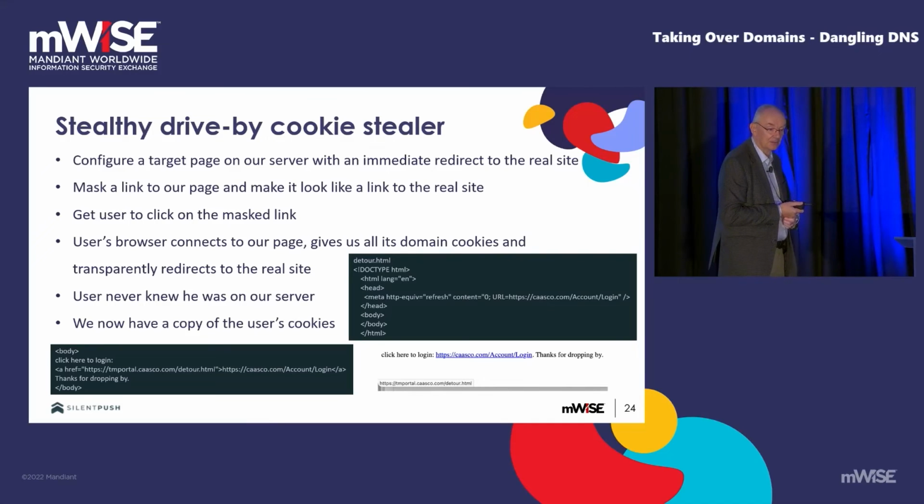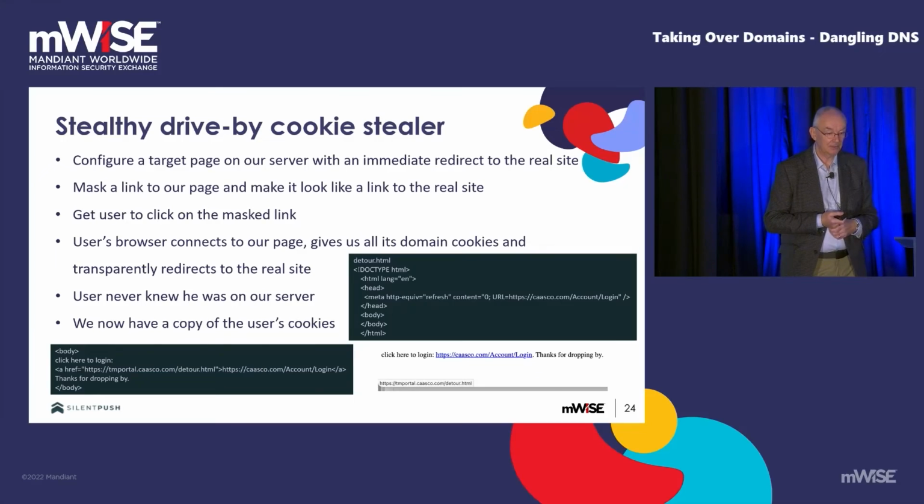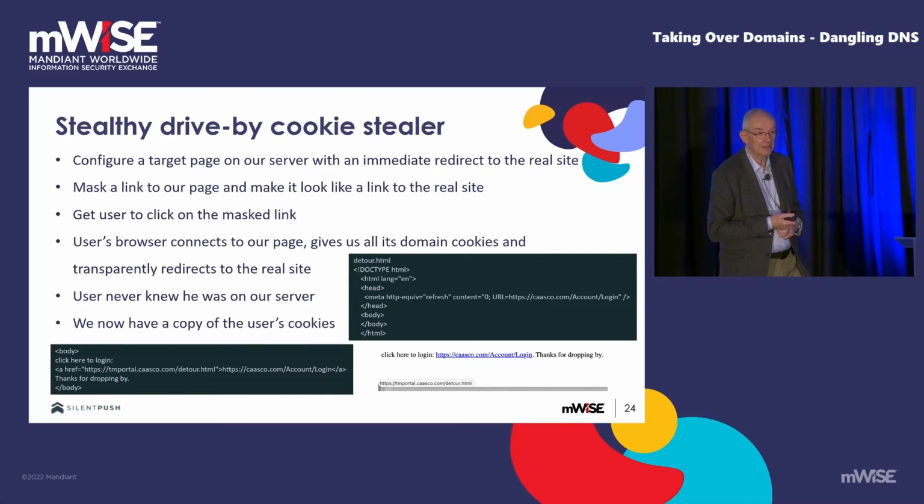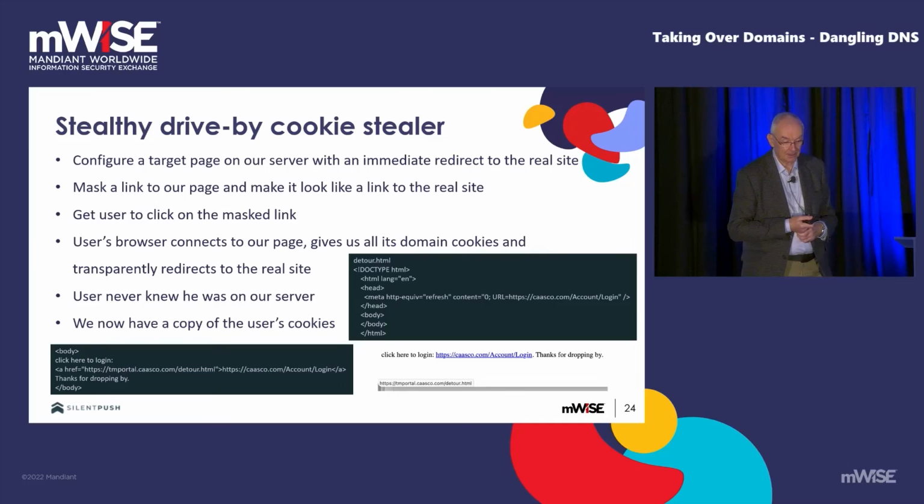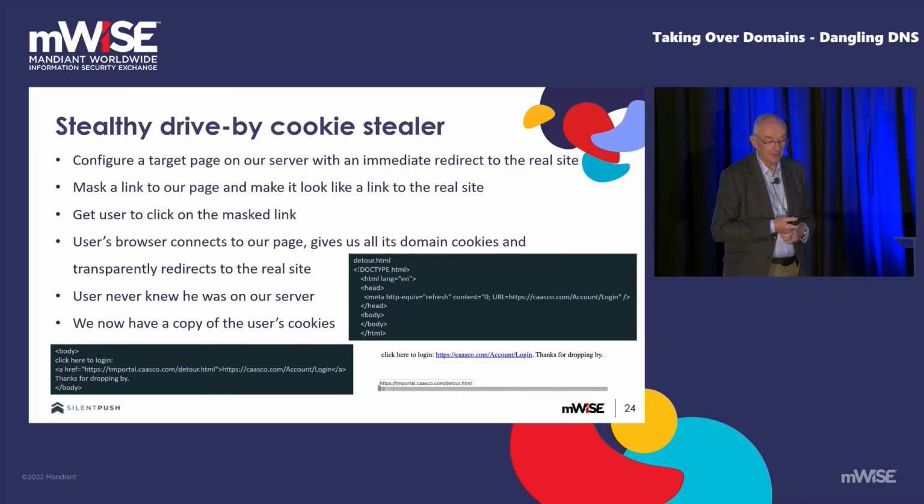And the way that this works is, as we've already seen, we just configure a page on our server inside of our control, but inside of a subdomain scope of the target site. So then we get the user to click on a masked link that points to our host name, but actually immediately redirects back to the real site. We can do that so quickly that the user doesn't actually recognize that he was anywhere else other than the site that he was expecting to go to.